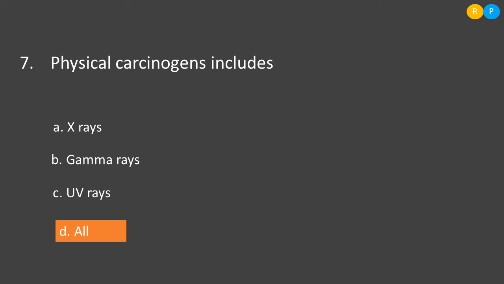So the physical carcinogens include X-rays, gamma rays and UV rays. When these kinds of rays fall on the skin, they will change the genetic information of DNA, so that a normal cell will get transformed into a cancerous cell. So X-ray, gamma ray and UV ray are called physical carcinogens. Continuous exposure of these rays will turn the normal cell into a cancerous cell. So the correct answer here is option D, all.